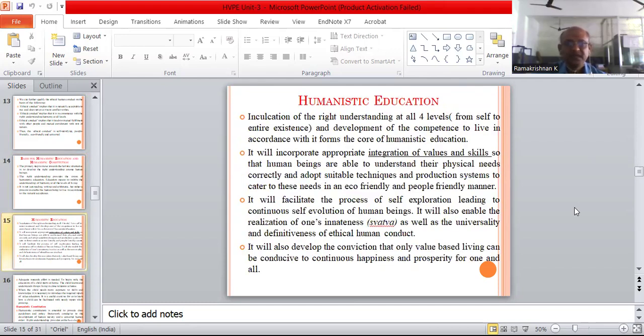So the core of human education comes from the right understanding at all four levels, as we have seen before. Human education incorporates the integration of values and skills together. It enables the understanding of our physical needs correctly, and the application of technical knowledge and the production systems. It will also facilitate the process of self-exploration, and enable the realization of one's innateness.